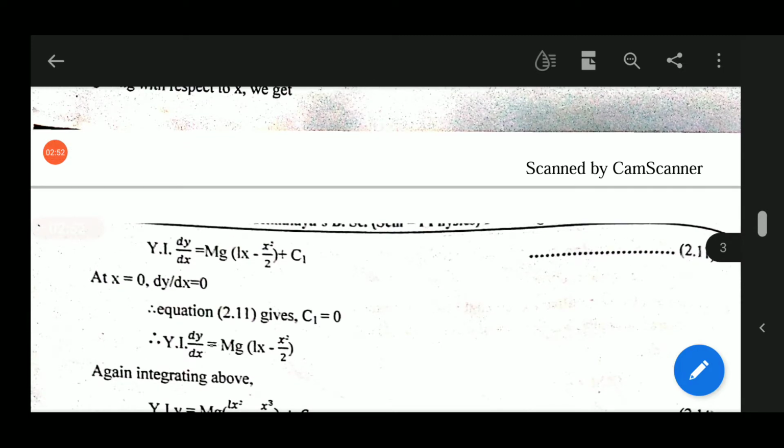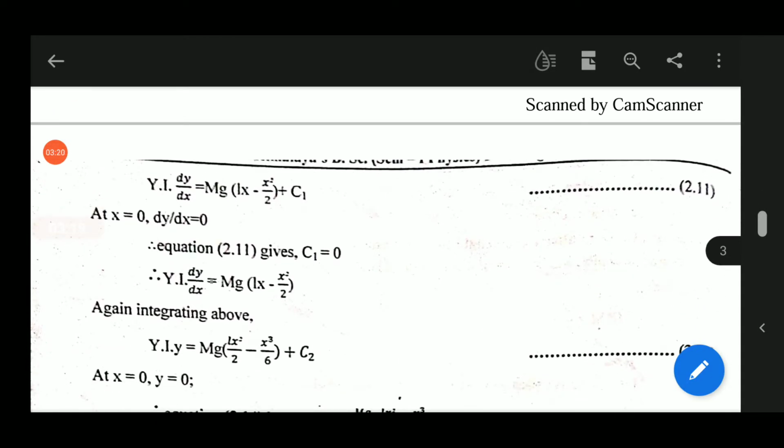At x equal to 0, dy by dx is also 0. So the equation gives c1 equal to 0. When we put x equal to 0 and dy by dx equal to 0, we get c1 equal to 0. Therefore, Young's modulus into geometrical inertia I into dy by dx is equal to mg (Lx minus x square upon 2).